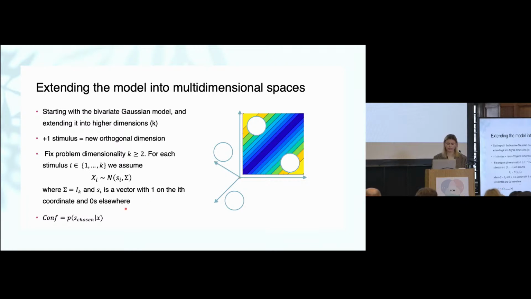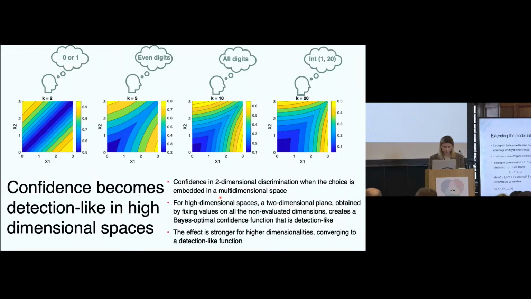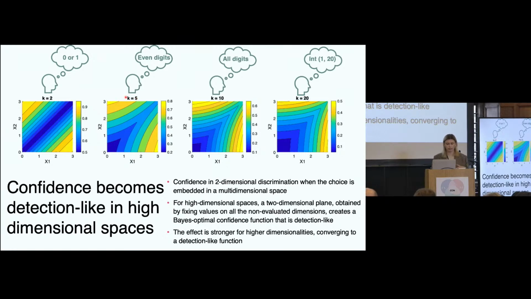And then we calculate confidence as a Bayesian posterior probability of having this option given the evidence that we see. And this is how it looks. Just to explain what's happening here: for 2 dimensions, we may be choosing between, let's say, 0 or 1, so we have 2 options. In 5 dimensions, we may be in an environment of having 5 options, like all even digits. In 10 dimensions, we may have all digits, and we can also imagine having higher dimensional spaces.